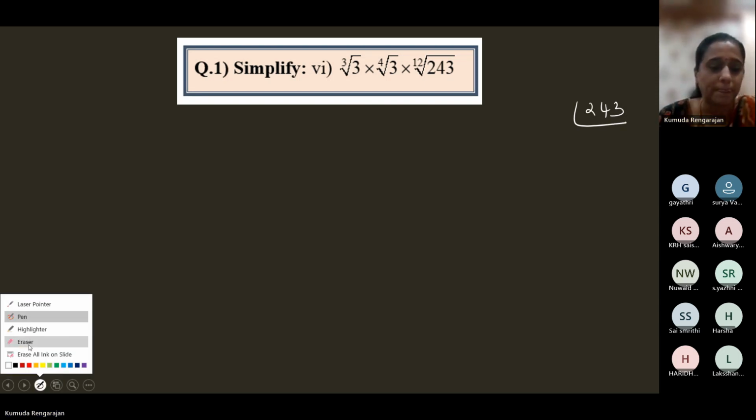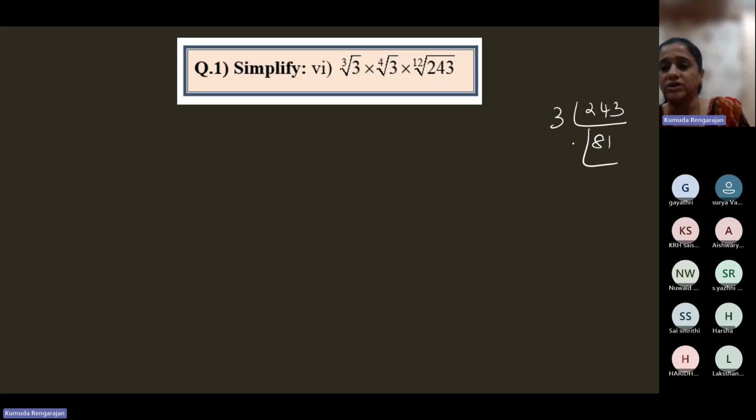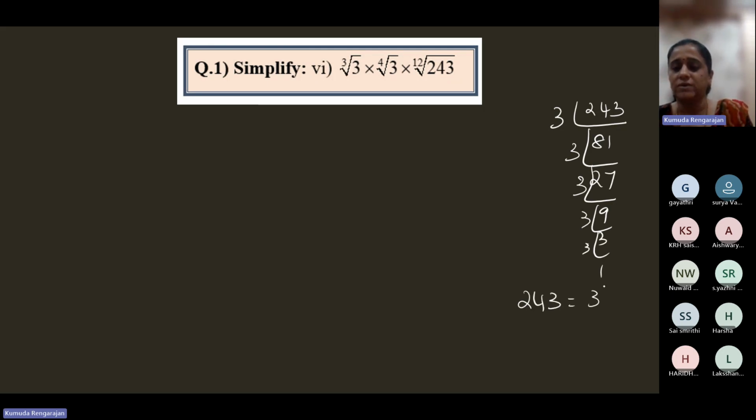All right. Now the question is find the factors of 243. Ma'am, it is 3 to the power 5. Yeah, 3 to the power 5. Correct. 81 times 3, 27 times 3, 9 is 3 3s, 3 is 3 1s. So 243 is equal to 3 to the power 5.